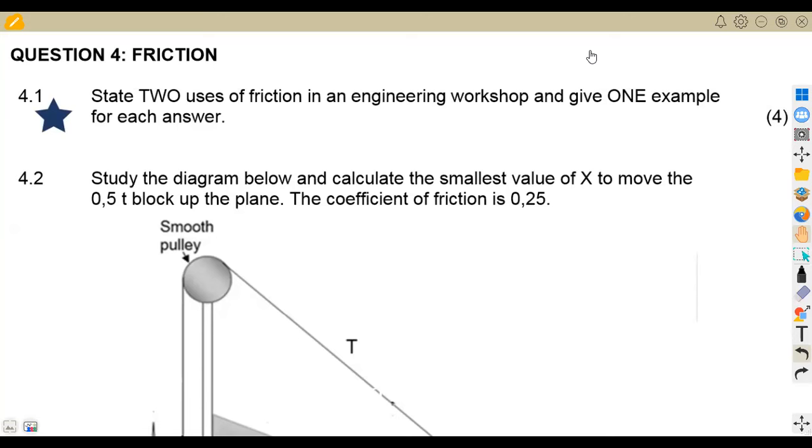On this platform, we shall be having a continuation on Engineering Science N3, now on friction, which is the question paper which was written in November 2022. So we're not going to waste much time. We are going to quickly rush through the questions that we are given.